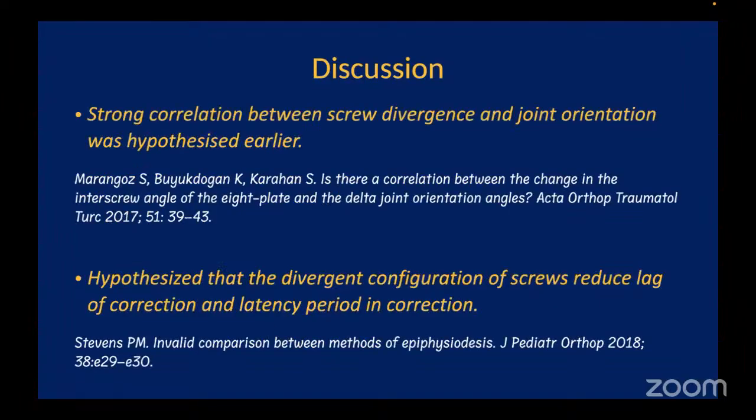Now the discussion is about the strong correlation between the screw divergence and joint orientation, which was hypothesized earlier in a paper by Maragos in 2017, but we couldn't establish it in the present study. Stevenson in 2018 hypothesized that divergent configuration of the screw reduces lack of correction and latency period in correction, but it was also not justified in the study.